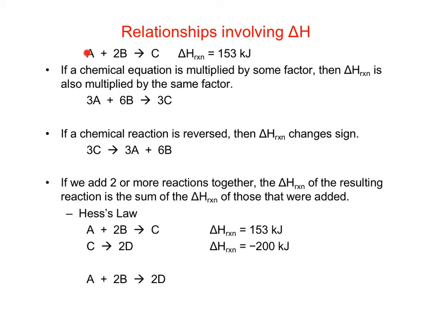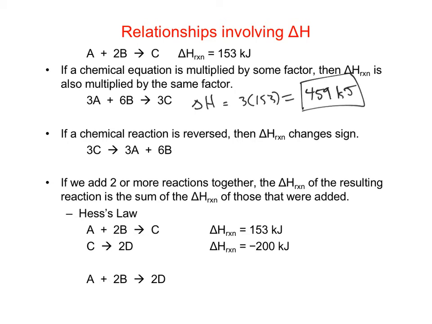So I have the generic reaction here, A plus 2B goes to C. If I wanted to know the enthalpy for this reaction, which is exactly 3 times the first one, I multiplied A by 3, I multiplied B by 3, I multiplied C by 3, then our new delta H is just going to be 3 times the original delta H. I multiplied this reaction by 3 to get this new reaction, so I'll just do the same thing to the delta H. So the delta H of this new reaction is going to be 3 times 153, and so it's going to be 459 kilojoules.